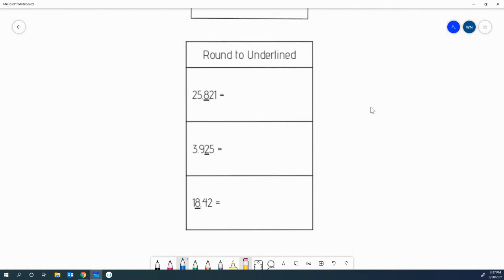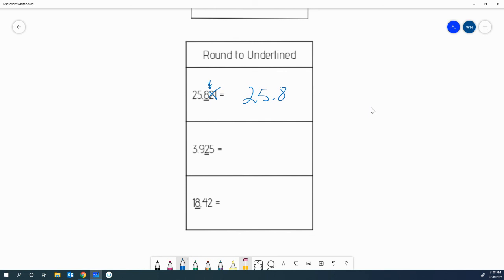We're going to round to the underlined number. Go ahead and do the first one. For this one, you should have drawn your arrow over the 2. Our 2 lets it rest because it's below 5, so we're going to let it rest. We're just going to bring it over. 25 and 8/10. Remember, we don't put anything after the underlined number.